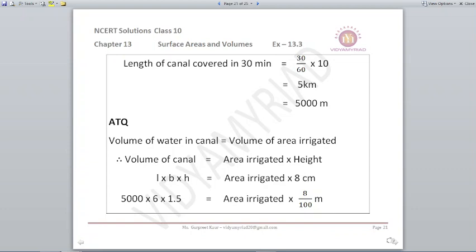Now according to the question, volume of the water in the canal will be equal to the volume of the area irrigated. So volume of the canal will be in a form of L into B into H, which will be equal to area irrigated multiplied by height. Height is given to us as 8 centimeters. So 8 centimeters will be converted into meters by dividing it by 100. So we have the information with us. 5000 into 6 into 1.5 will be equal to area irrigated into 8 upon 100 meters.